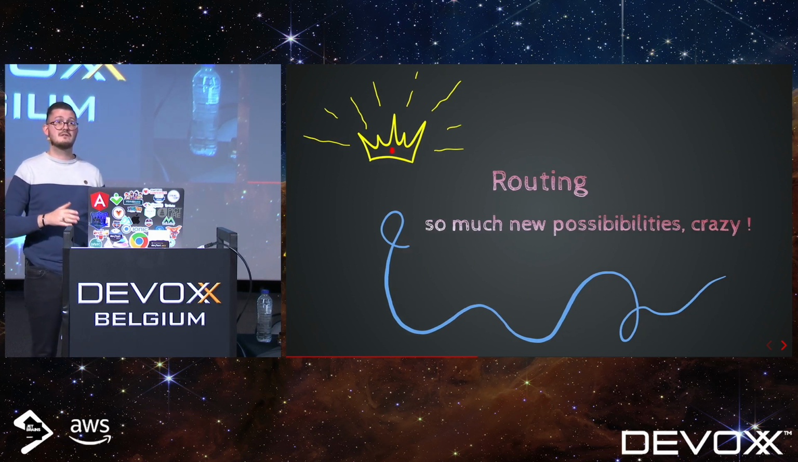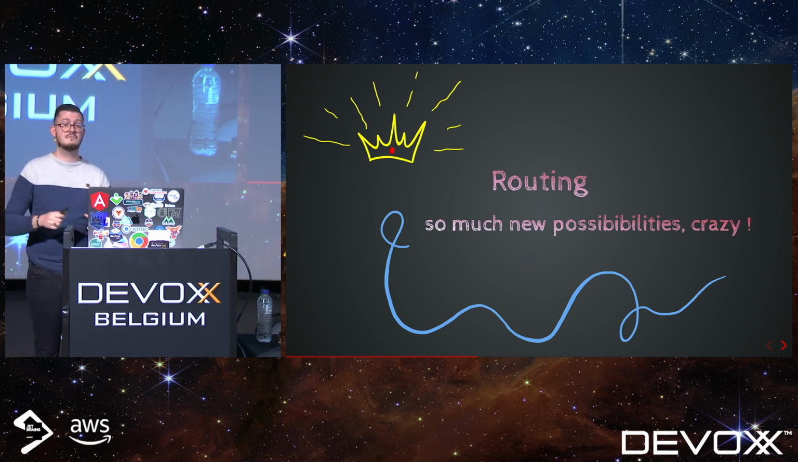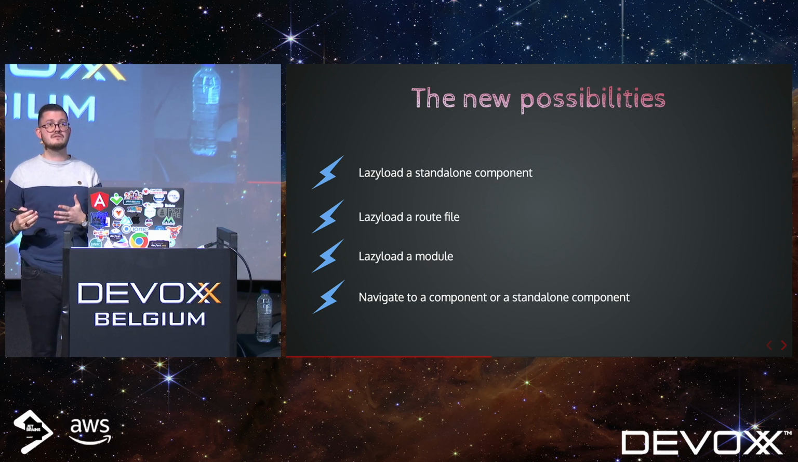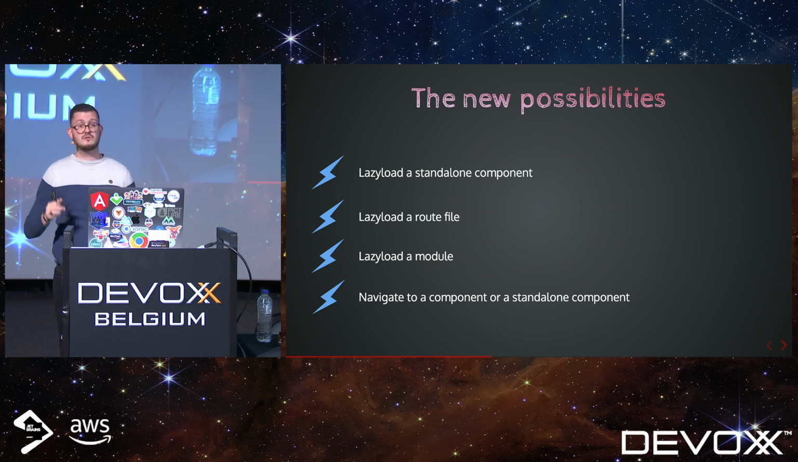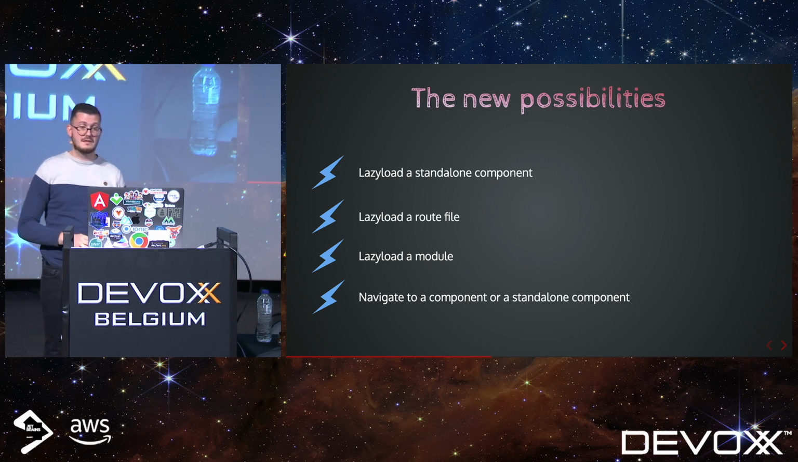So as I said, having introduced standalone components has several impacts on the routing, and that's why routing now has so many new possibilities, and all these possibilities are very crazy. So if you want to use standalone components, it's normal to ask yourself some questions, like, can we navigate to standalone components, or can we lazy load a standalone component? Better yet, is it possible to lazy load a route file that exposes a sub-routing configuration? The answer to all these questions is yes.